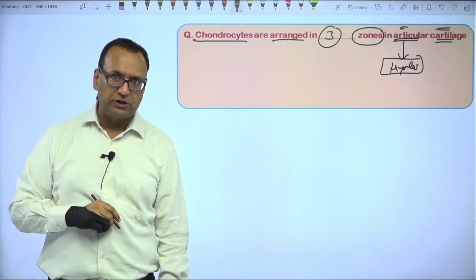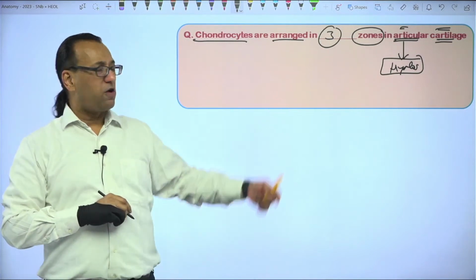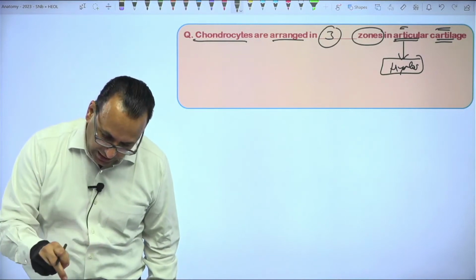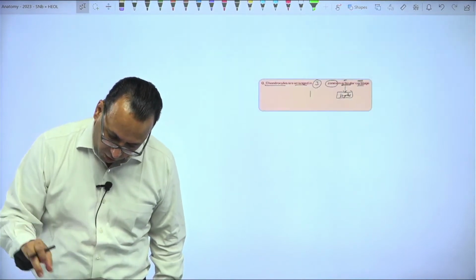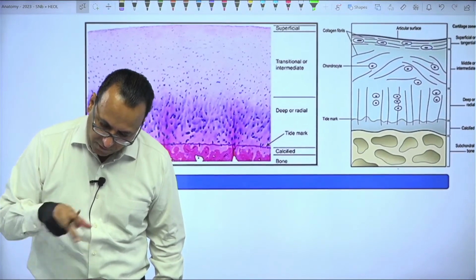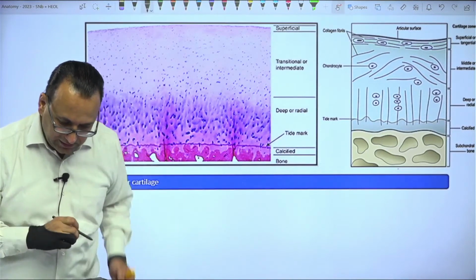Nobody has asked this question, but I am expecting this question will definitely appear, because this belongs to, of course, anatomy plus orthopedics. Articular cartilage is an important topic in orthopedics also. So this is a diagram which we have taken from Gray's Anatomy basically, and you can look at the details.